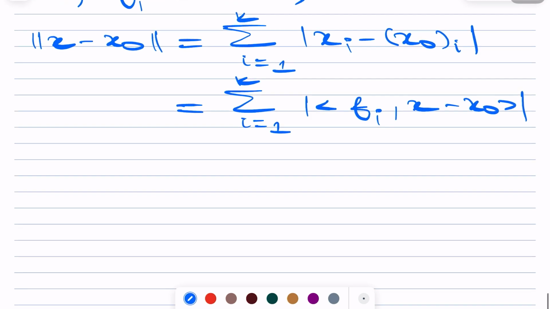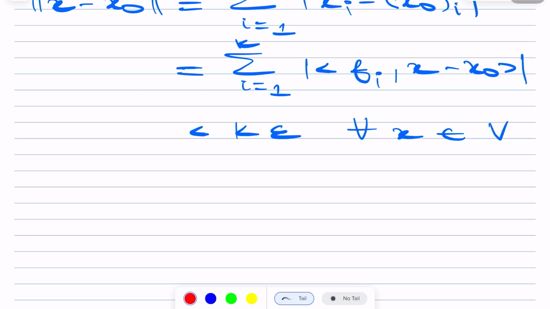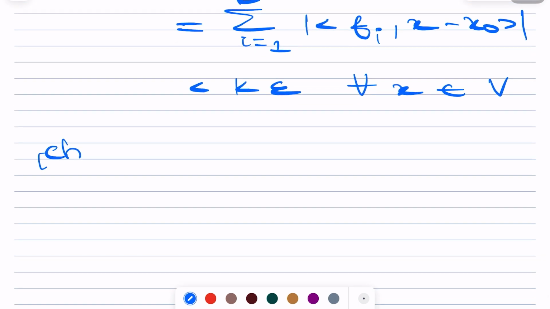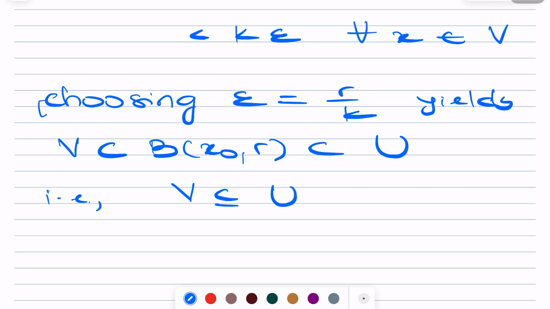Now this will be less than k times epsilon for every x in V, because every x in V fulfills this, slightly less than epsilon. So this means if you choose epsilon to be r over k, it yields that V is contained first of all in the ball, which is contained in U. So V is contained in U, and we are done.